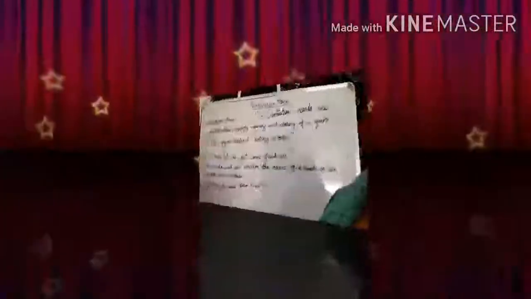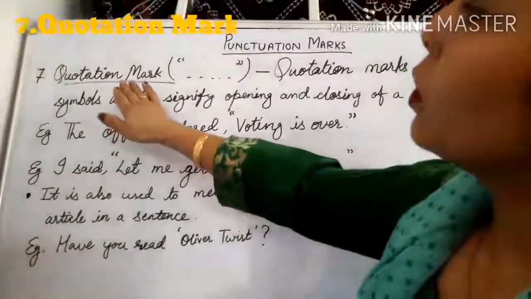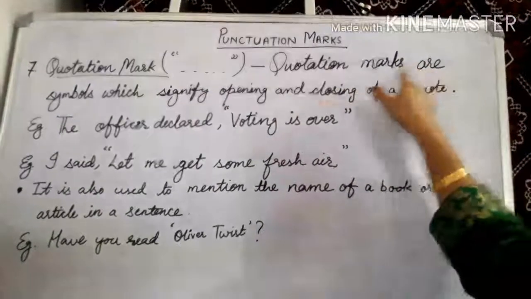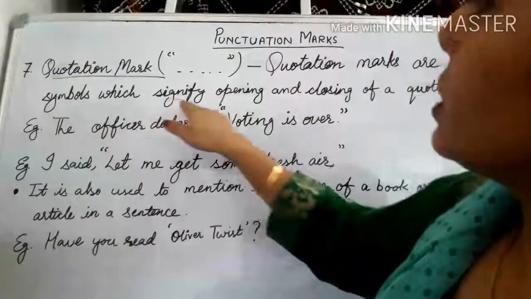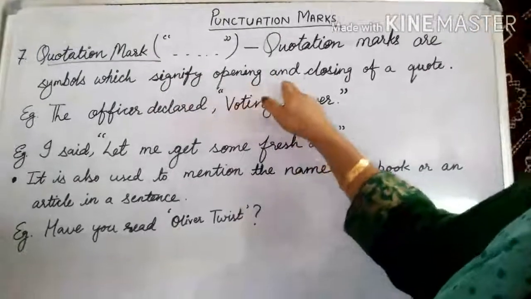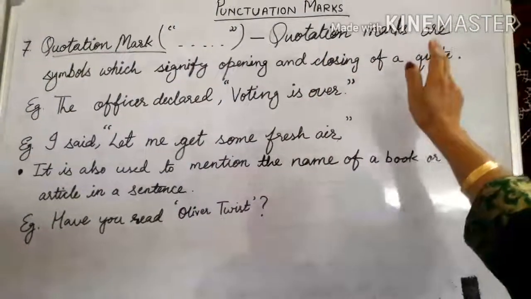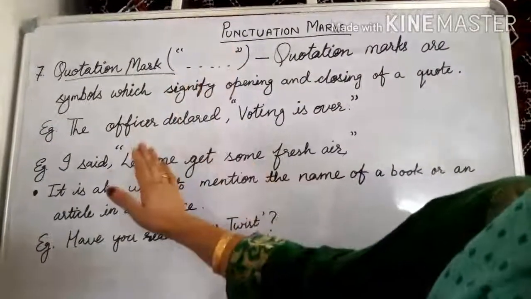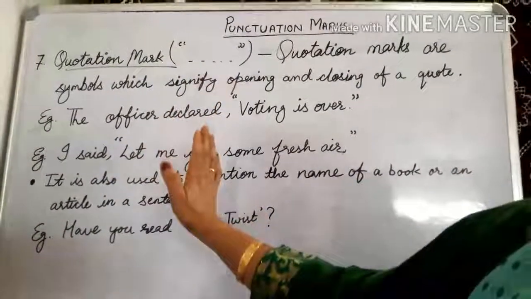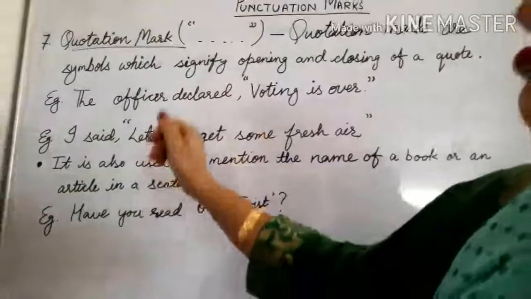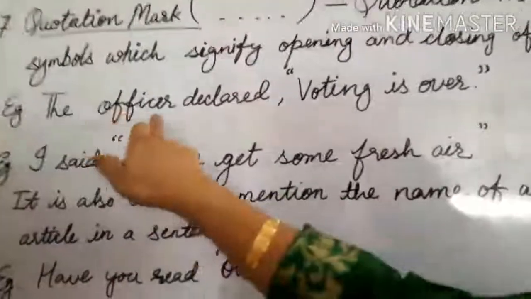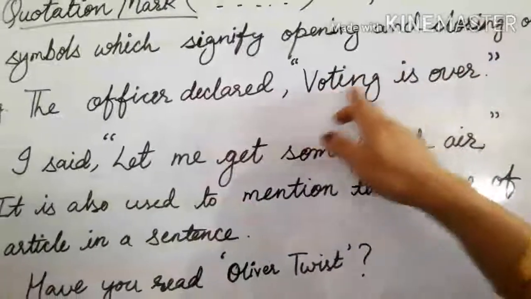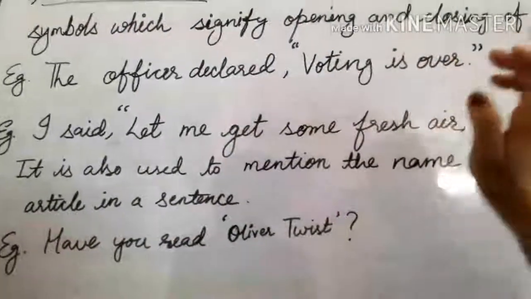Now the next punctuation mark is the quotation mark. Quotation marks are symbols which signify the opening and closing of a quote. They are used to separate direct speech from the rest of the sentence. Now see the example: the officer declared, "Voting is over."